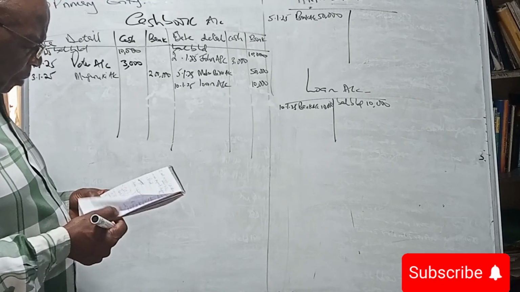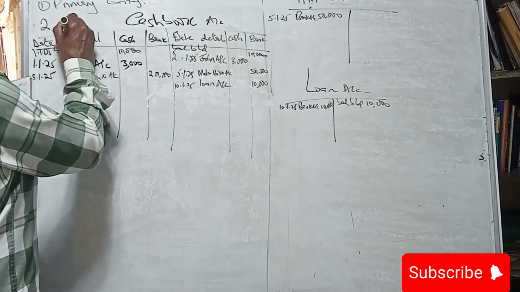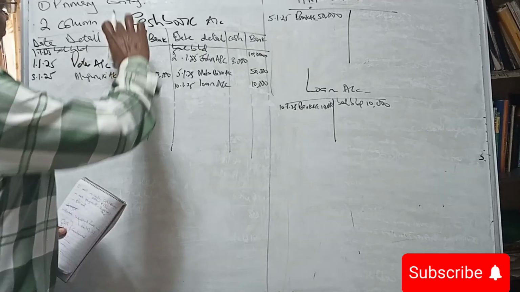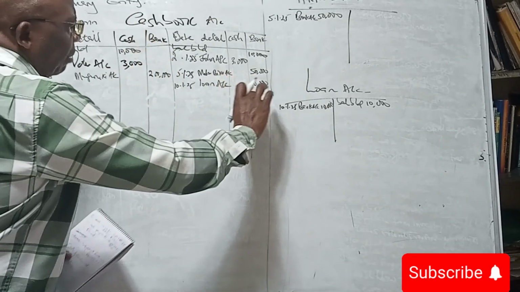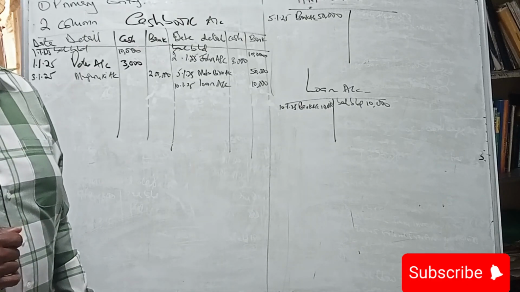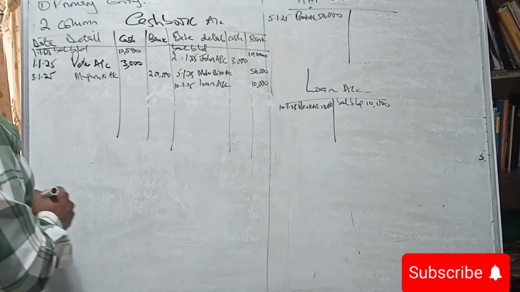Now, you will realize that this is a two-column cash book. We call it two-column because it has cash and bank columns. It doesn't have the discounts account.